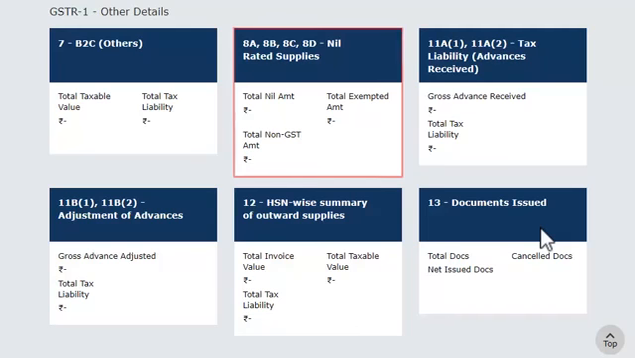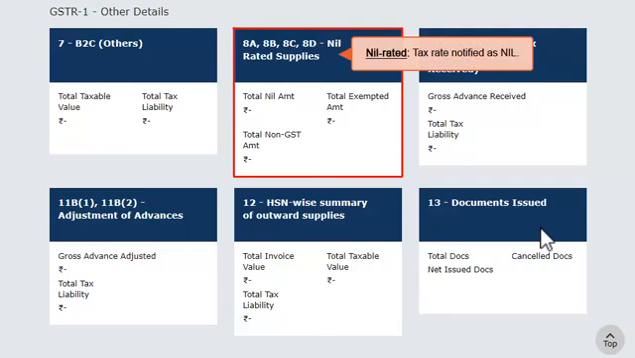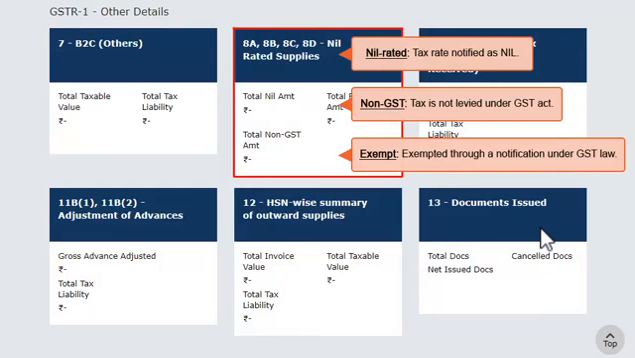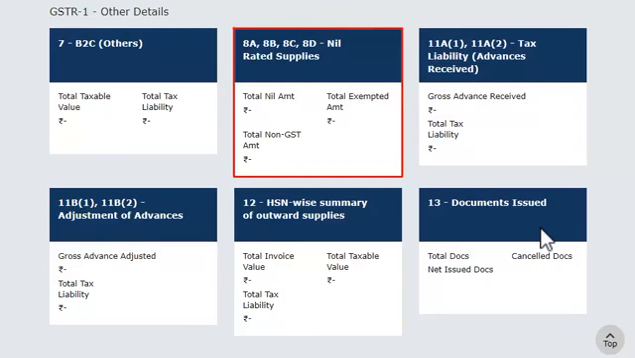GST has provisions for declaring nil-rated, non-GST and other exempt supplies. Nil-rated are those supplies for which the tax rate has been notified as nil. Non-GST are those supplies on which the tax is not levied under the GST Act, such as for supply of wine, beer, land, etc. Whereas other exempt supplies are those supplies which have been exempted through a notification under the GST law. While all these supplies carry a zero rate of tax, all these supplies must be captured separately in GSTR1. Click the Nil Rated Supplies block to open its field as shown.